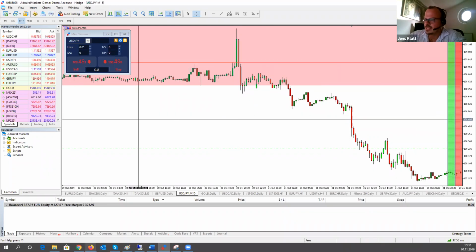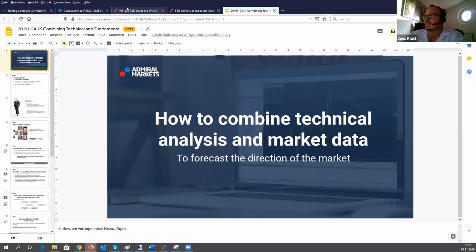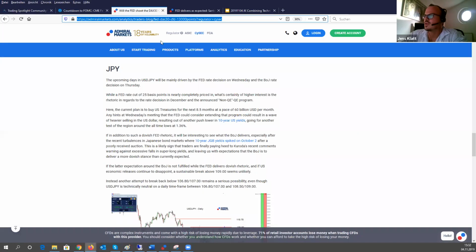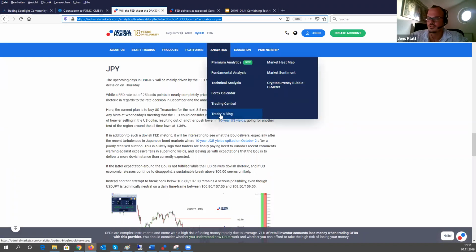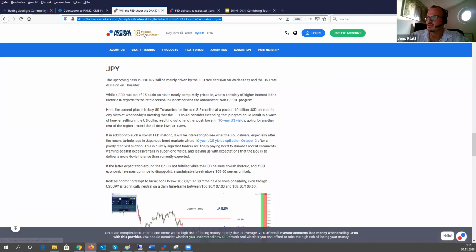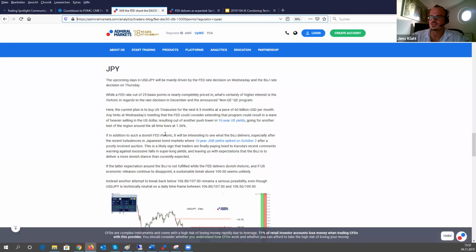So therefore, let's now go over to, let me just see, do I have it here? Yes. Let's have a look at the traders block section. You find it on admiralmarkets.com, and then here on analytics and traders block. If you click on this, you can now find the current piece, which is this one. But we want to have a look at the piece from last week.